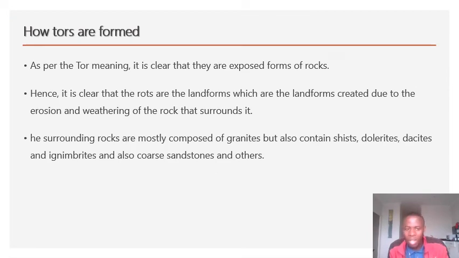So how are those formed? As per the name, it's clear that they are exposed forms of rock. Hence it's clear that tors are landforms created due to the erosion or weathering of the rock that surrounds them. As I told you about erosion and weathering, let's say maybe there was heavy rainfall, so erosion took place. When it took place, the rocks were eroded by water or wind, and we find that those rocks are left packed together because of erosion. The surrounding rocks are mostly composed of granite, but also contain schist, dolerites, dacite, or ignimbrite, also called sandstone. Class, this was our summary of the topography associated with the massive igneous rock.